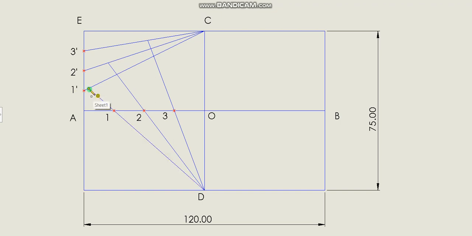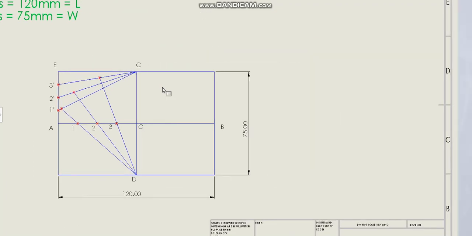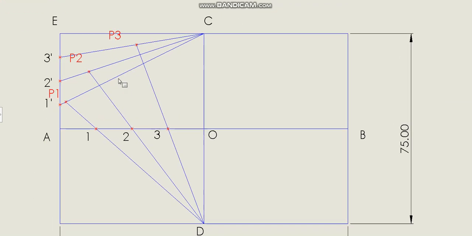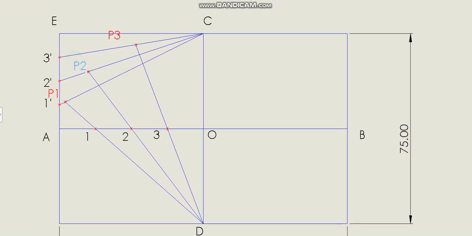I'll mark the points over this, and these are the points P1, P2 and P3. These will lie on the ellipse.